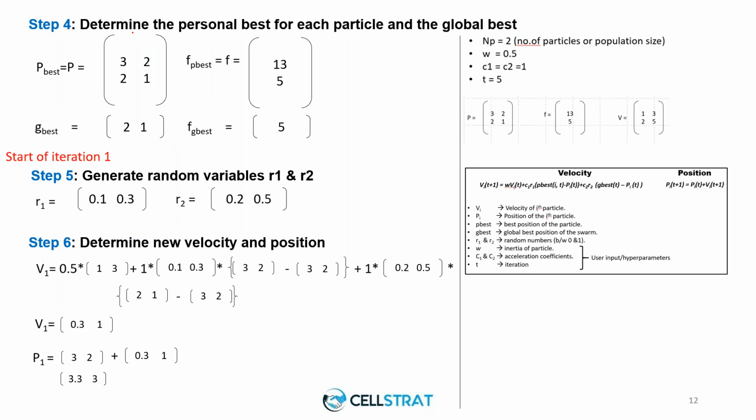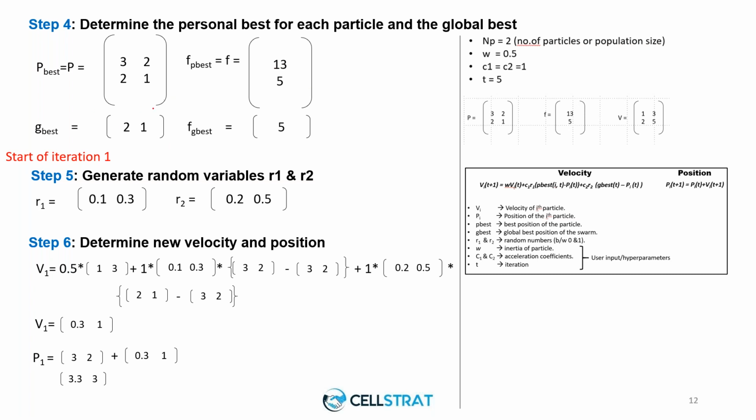Okay, now since we have initialized, we need to find the personal best for each particle and the global best. Here the personal best would be the same as the particle position itself, because the particle has not yet started moving. So whatever the best position is, it is the current position itself, and the fitness function of that position will also be the same.